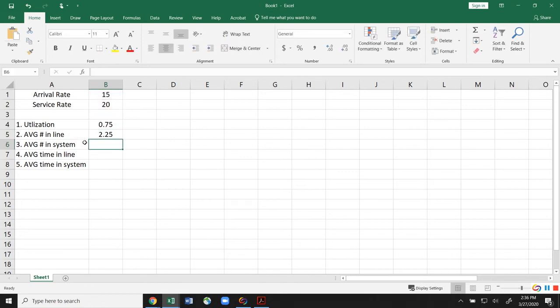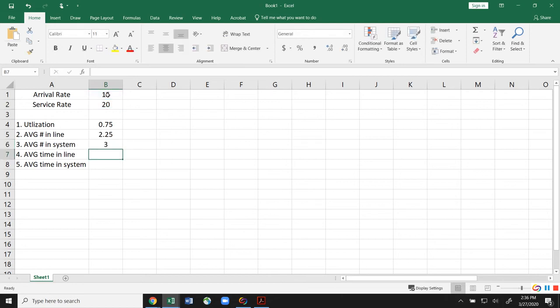The average number in the system, which is LS. You can look at your sheet. The way we find that is going to be equal to LQ plus lambda over mu. Okay, there's your formula.